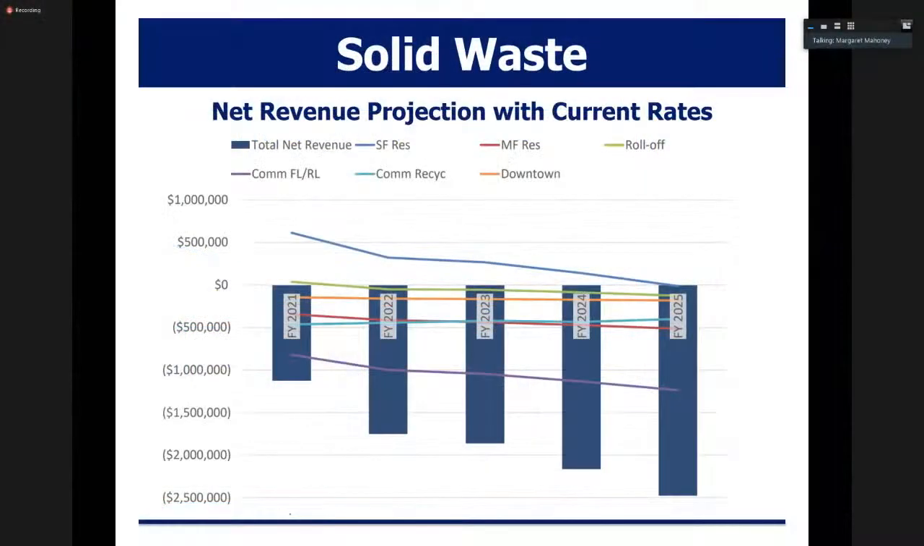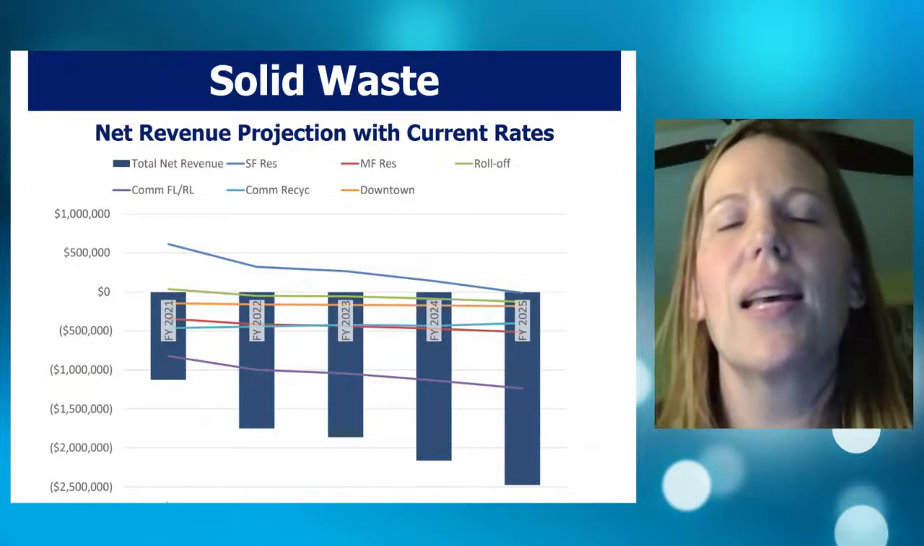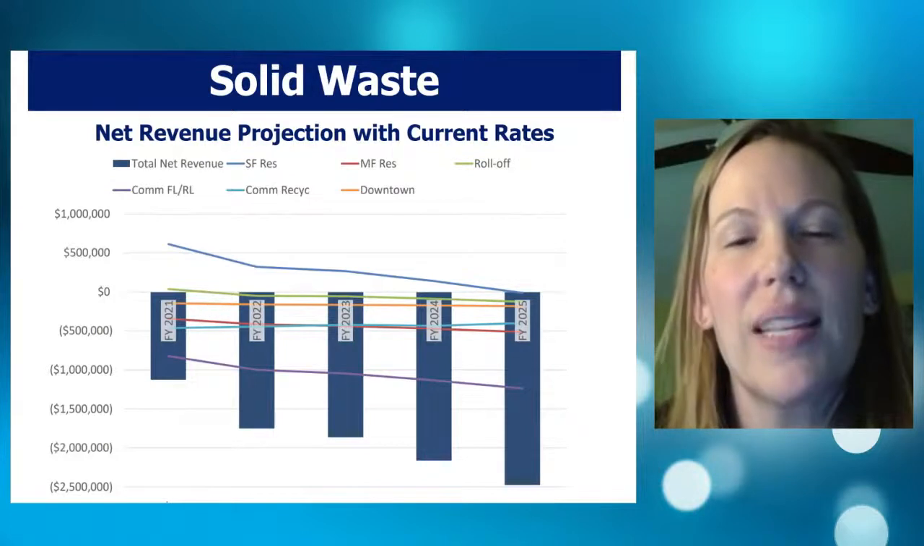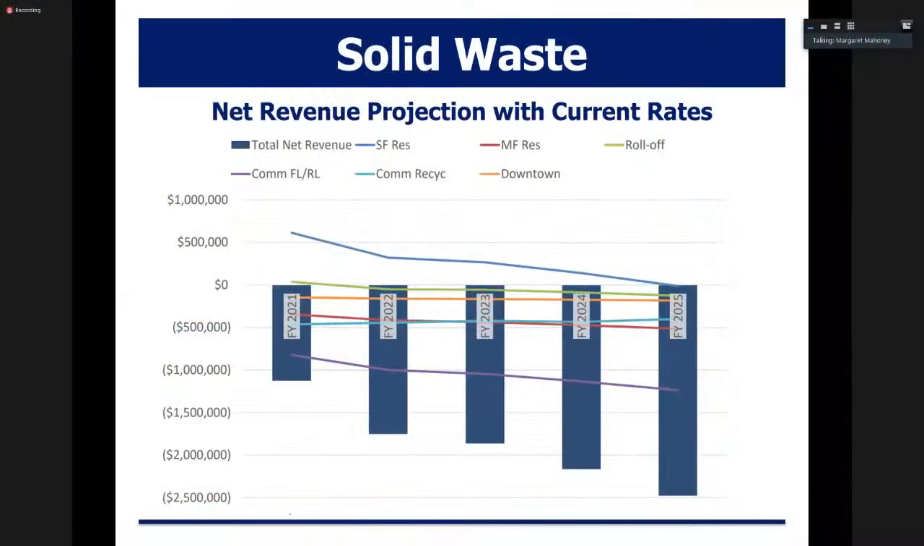I mentioned on that previous slide that the 2020 rates are not recovering our cost. So this is a revenue projection with our current rates going out five years, from 2021. If we just kept the current rates for solid waste as they are, we have various lines. I know it's sort of hard to read. There are different colored lines for each of the different services. For example, SF is single family residential, and we have multifamily residential, et cetera. We will get into the details of those in the upcoming slides. The costs for each of those are the individual lines. You can see some are well above zero, some are below. In the case of the purple line, commercial front load and rear load, that is well below zero, zero being the line we want to get to for cost recovery.